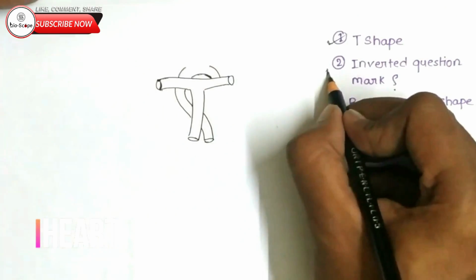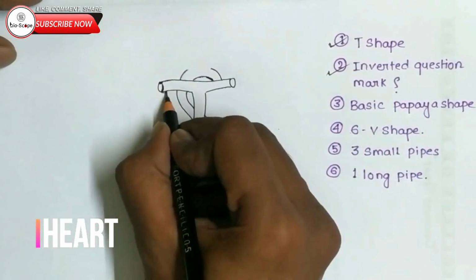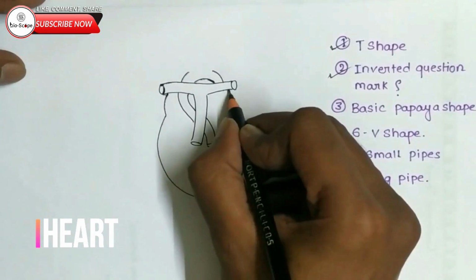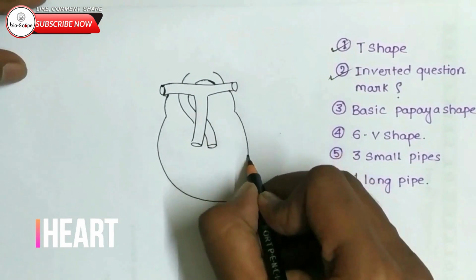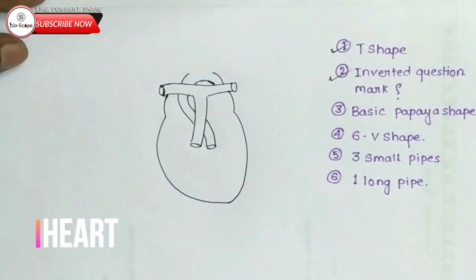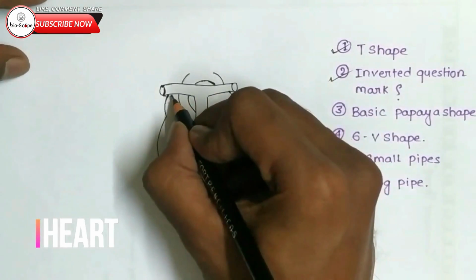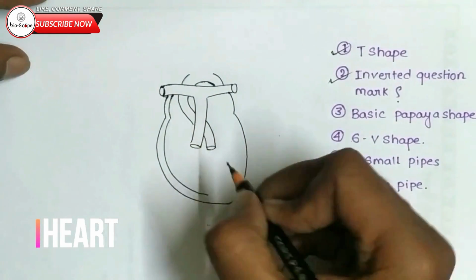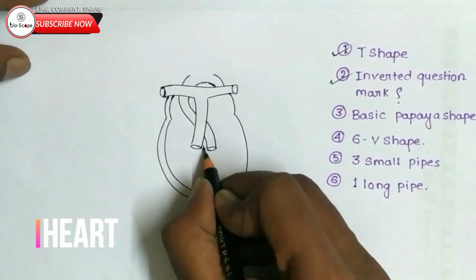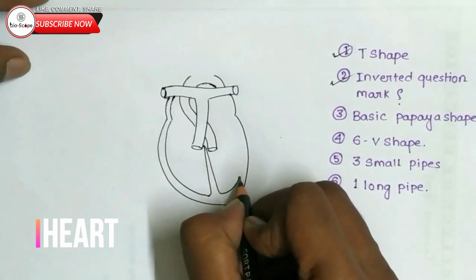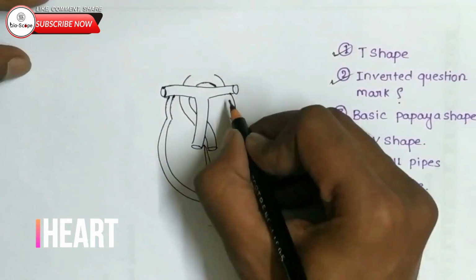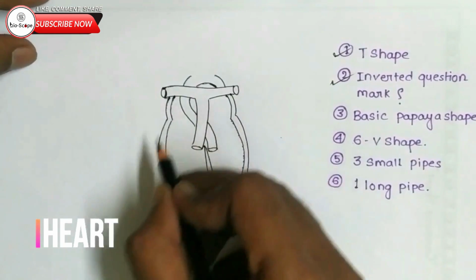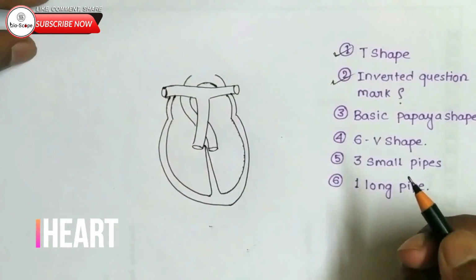Now you have to make a basic papaya shape. Here is the basic papaya shape. The inside of the papaya looks like this.